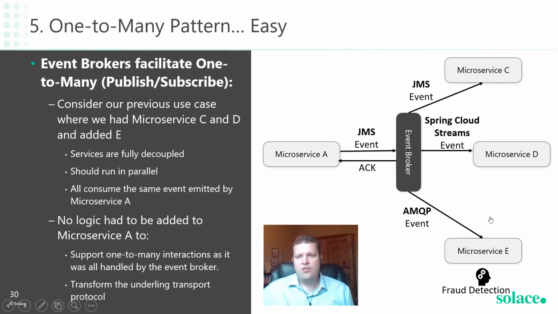These other applications receive that event, and they can receive it through different standard APIs or different protocols. Maybe microservice C is also written using JMS, so he receives the event. Maybe you're using Spring and Spring Cloud Streams to write your microservices. He could receive that same event. And what if you're using AMQP? Again, he could receive that event.